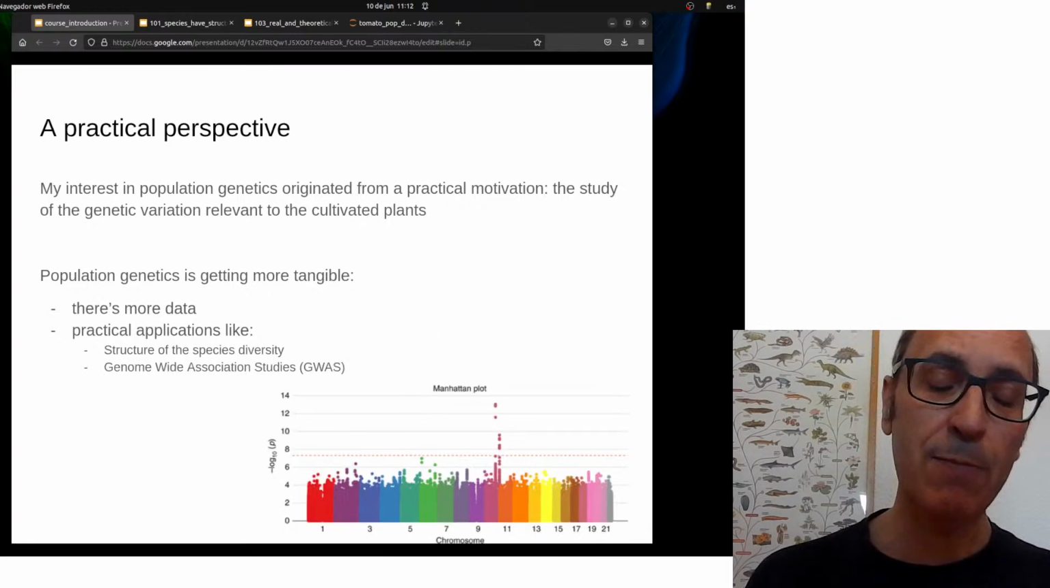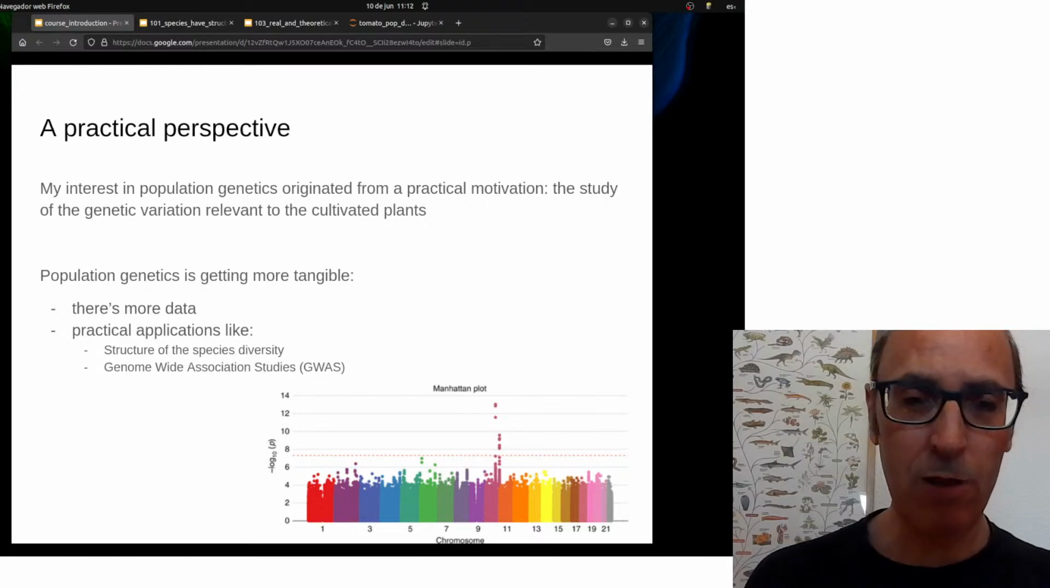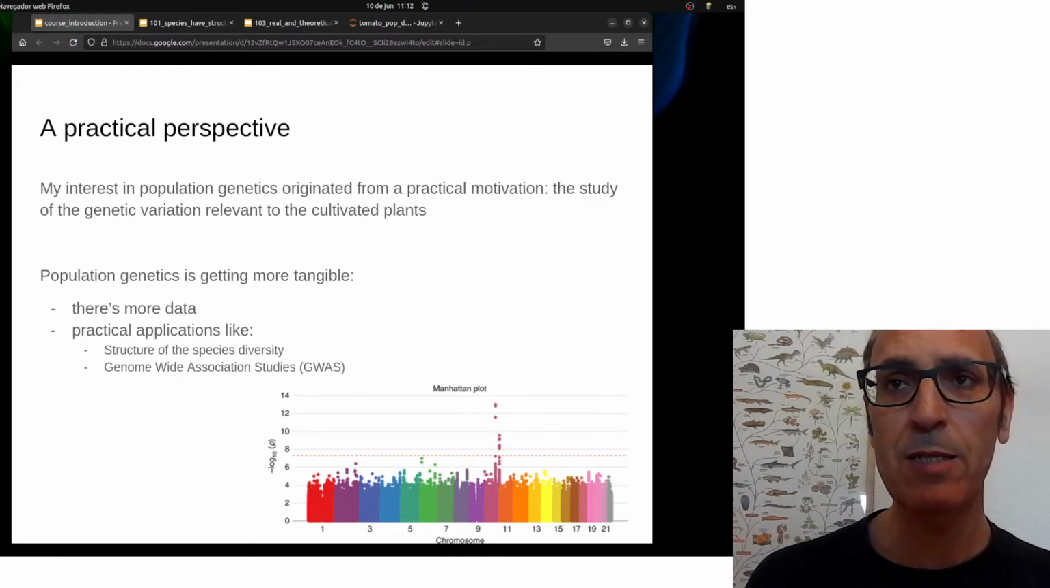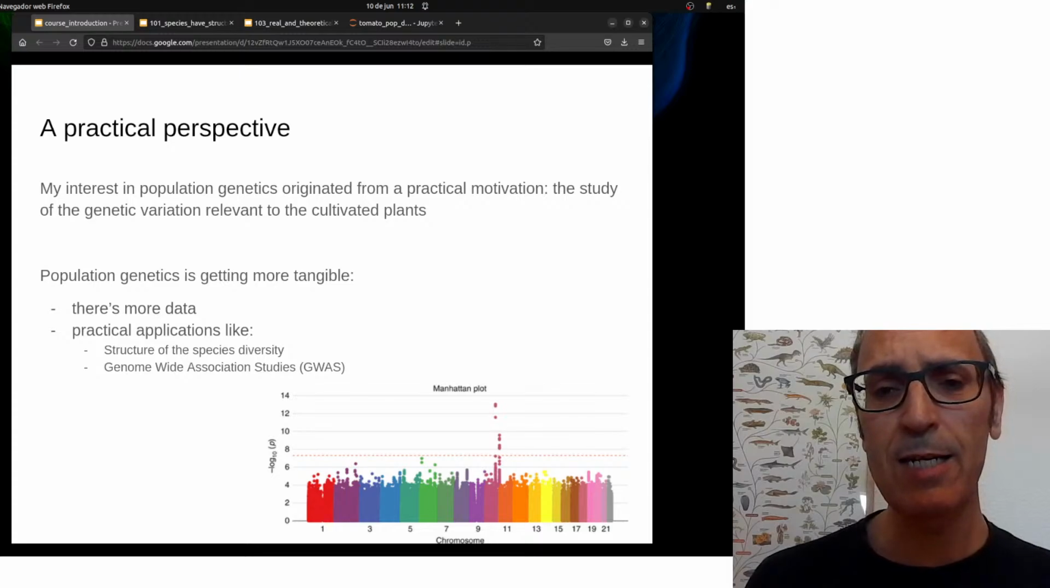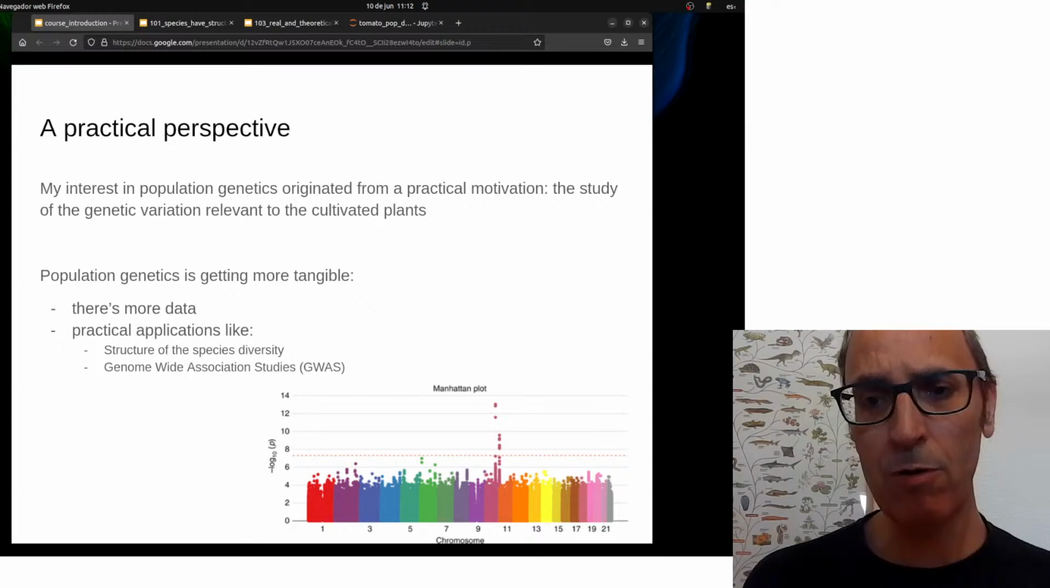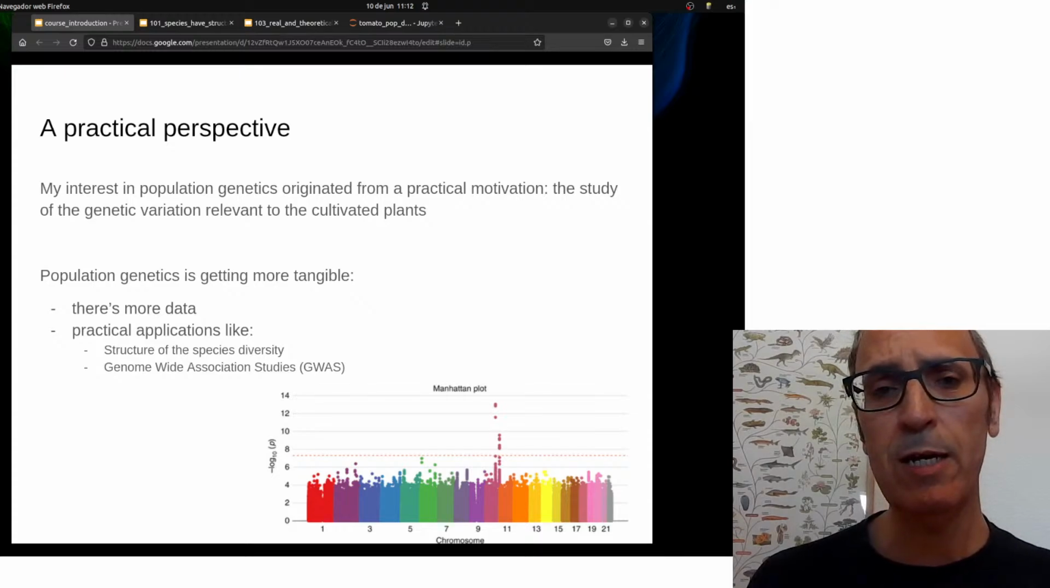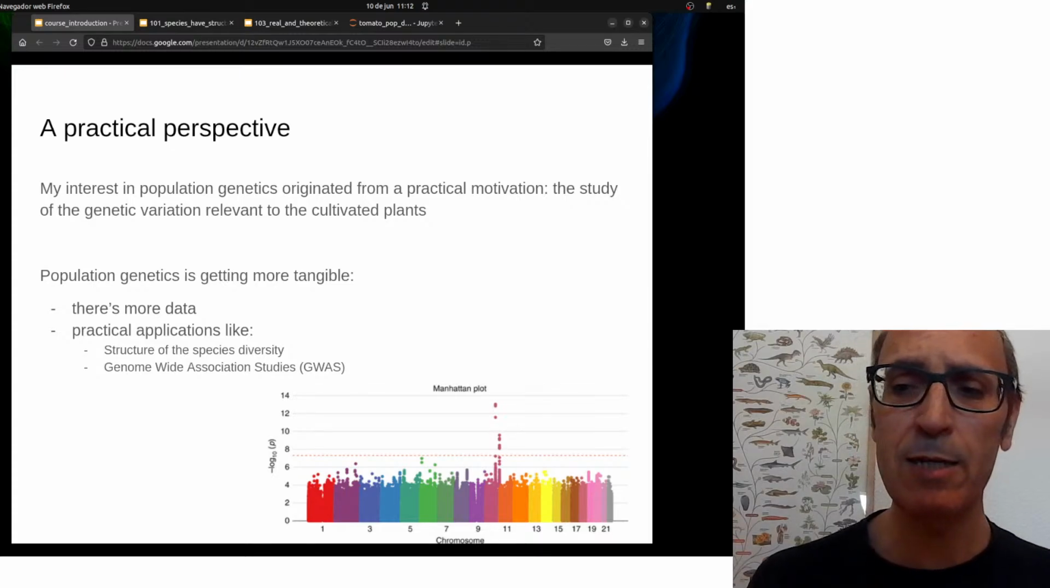Another practical approach that is all the rage nowadays is GWAS. This is also a concern of population genetics. This is an analysis that is based at its core on population genetic concepts. So how do we find which regions in the genome are associated with some traits? We will talk about this.